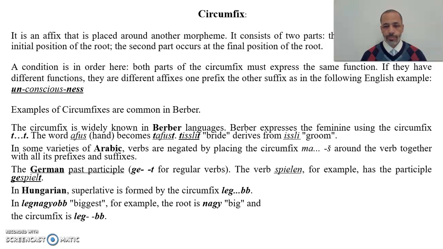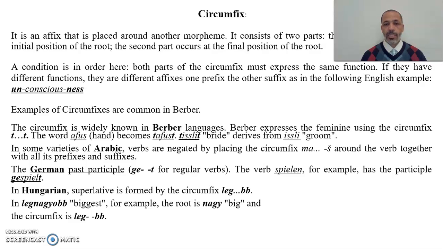Examples like unconsciousness, which exists in English, are not, I say again, instances of circumfix. Why? Because this kind of word consists of two elements, un and ness, and each one of these two affixes is independent of the other one.